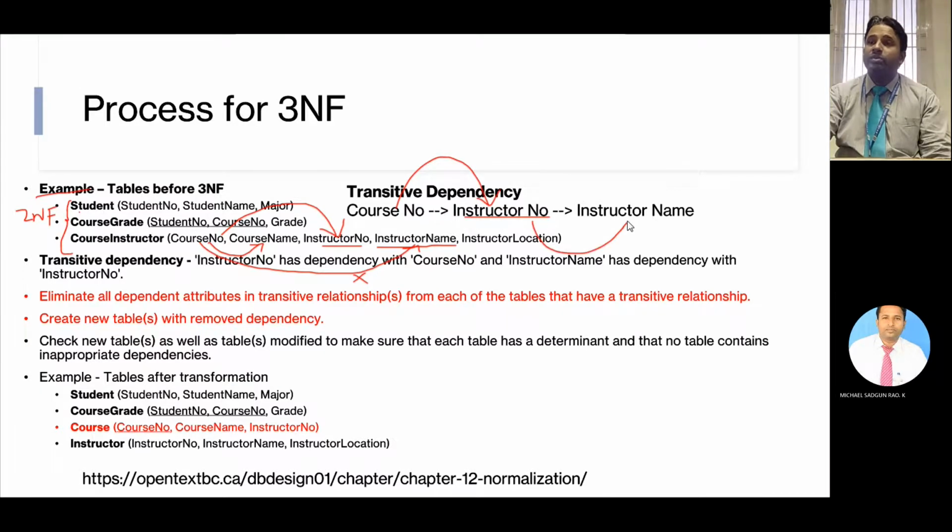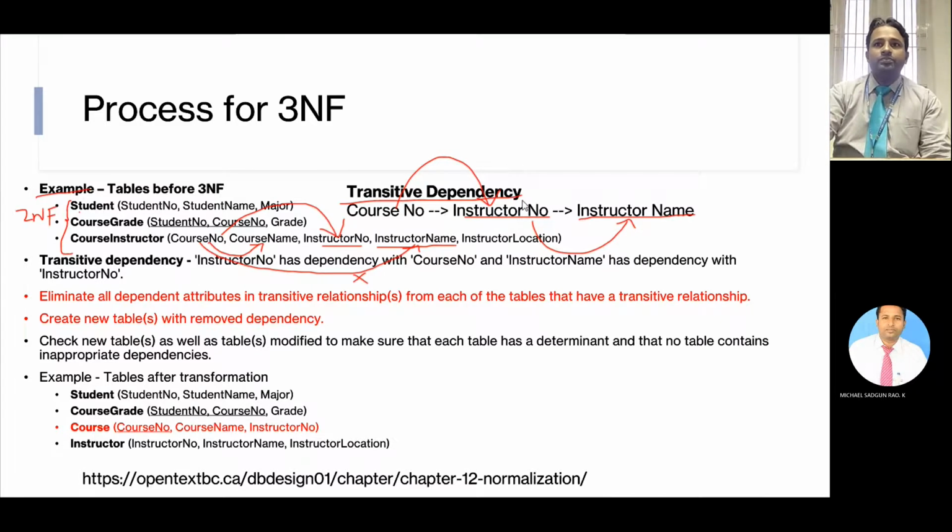From a non-primary key to another non-key attribute, there is again one more dependency. Means what? Instructor name can be determined, or identified, by using instructor number, without the use of course number. So it is called transitive dependency. That should be eliminated in third normal form.